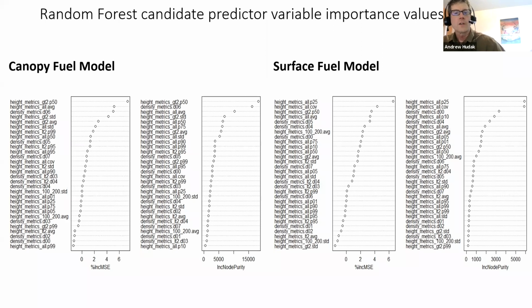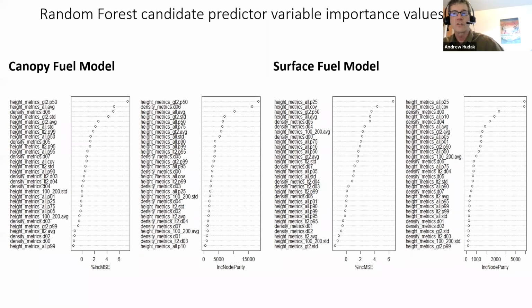So here we mostly use random forest. Sometimes we use regression models, but we like random forest because it's so flexible. It's non-parametric. And so we can throw a whole bunch of candidate metrics at random forest and let it tell us which of the metrics are most important for predicting a given response.